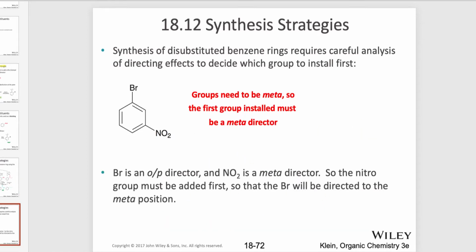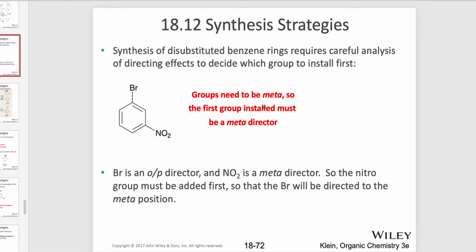On this slide, some more information about synthetic strategies. Disubstituted benzene rings require careful analysis of the directing effects to decide which group to install first, because there's an electronic effect that's going to play an important role for when the second substituent comes in. So groups need to be meta in this case, and so the first group installed must be a meta director, unless we take a detour, but let's just go with this example here. Which one of these is a meta director? We had learned that the nitro group is actually the stronger meta director. And Br is our Jekyll-Hyde group. It's deactivating but ortho-para directing. So we're going to have to start with the nitro group and then add the bromine.